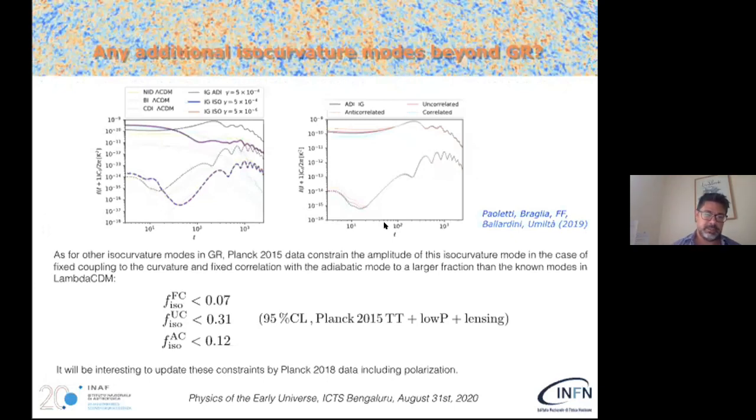In this case, because these are relegated to low and intermediate multipoles, when you put constraints on the fraction of this isocurvature mode, you find in general bounds which are relaxed with respect to the standard mode in lambda CDM.